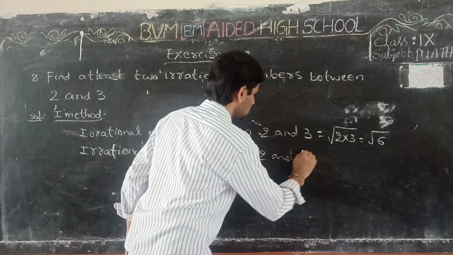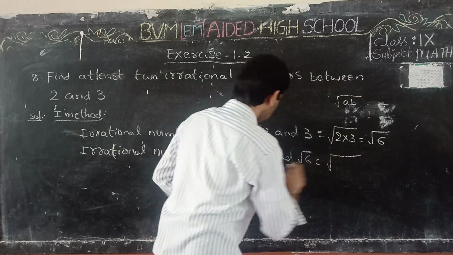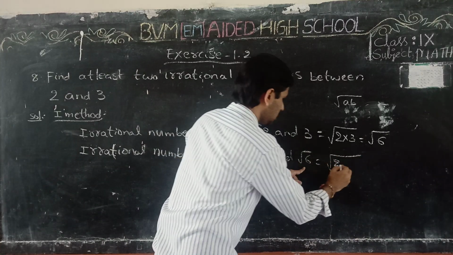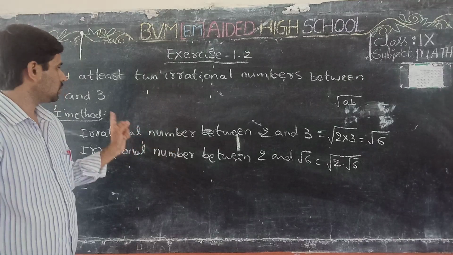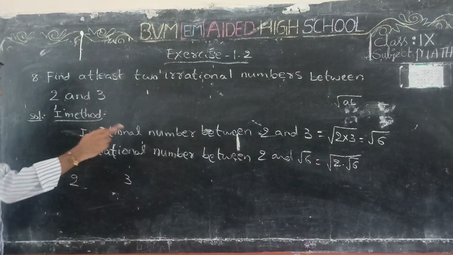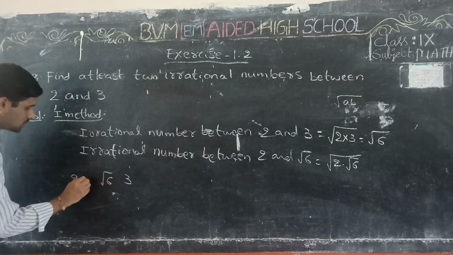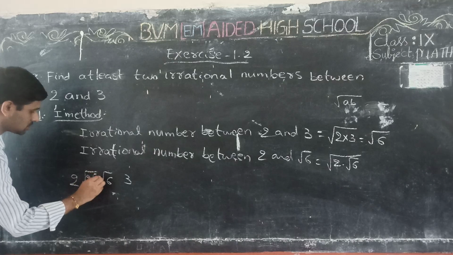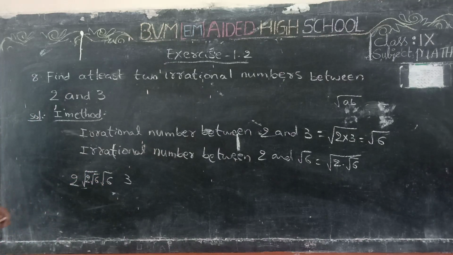2 and root 6. Simply square root of a into b in that form, square root of 2 into root 6. This is another irrational number between 2 and 3. So that means between 2 and 3 there are two irrational numbers we found, root 6, and in between 2 and root 6, square root of 2 into root 6. These are two irrational numbers between 2 and 3. This is one method.